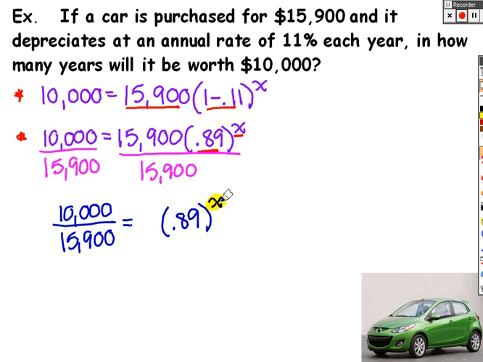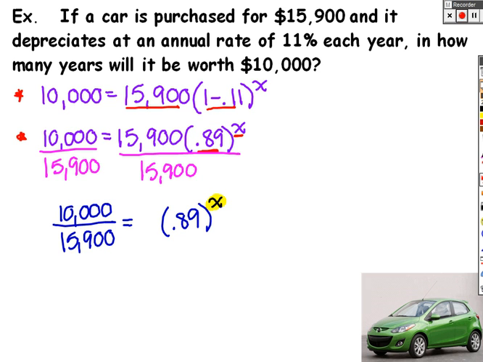How do I free up a variable in the exponent? Well, this is where logs come into play. By the way, I could cancel a couple things here, so if you wanted to cancel a few zeros and simplify that fraction, feel free to do so. I'll just leave it like this for now.